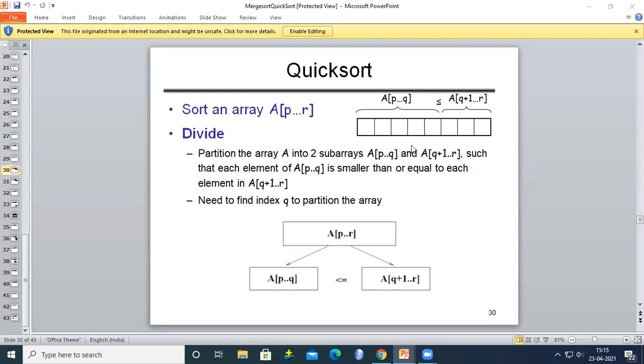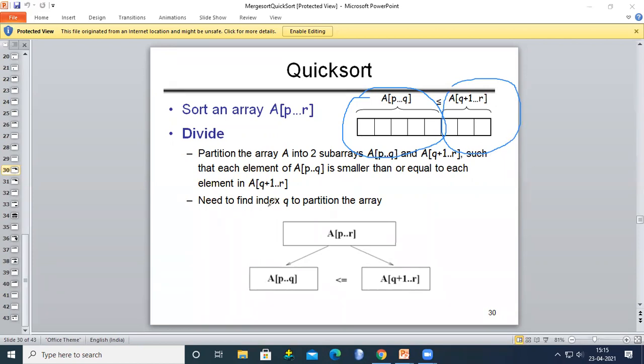That meaning is the elements in the left side, that means in this part, are less than the elements in this right part. The elements in A[Q+1..R] are more in value compared with the elements in A[P..Q]. So A[P..Q] elements are less than the A[Q+1..R] elements. In this way, we are partitioning the entire array into two parts.